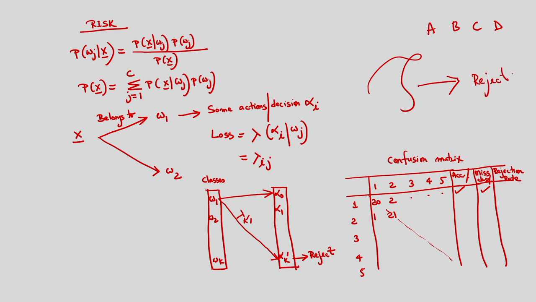The classifier output should be reject corresponding to this input. Input is this. This is my input. So corresponding to this input, the output should be reject. That is why we are considering this option, the reject option.